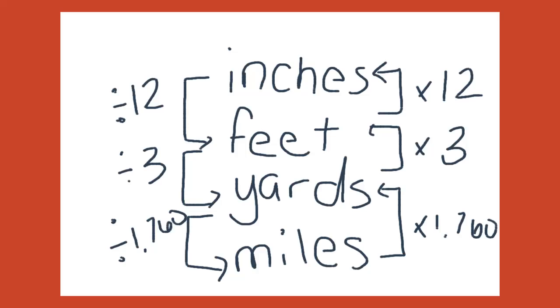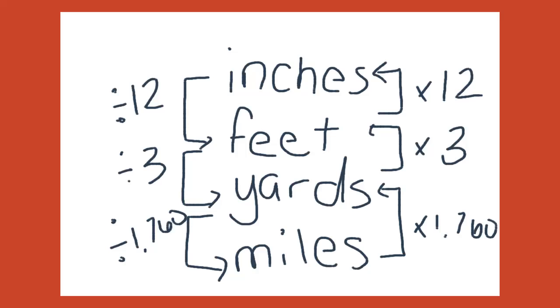But I know I said my last one was going to be my last one, but then I realized I hadn't done miles yet, and I don't want to leave you without miles. So let's say I'm given 2 miles, and I want to know how many yards that is. Start with what I know, miles. I have 2 of them, and I need to get to yards. To go from miles to yards, I've got to use the up arrow.